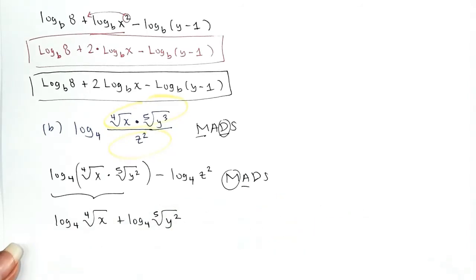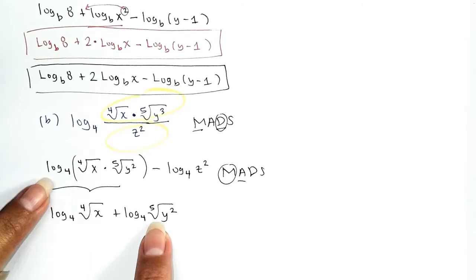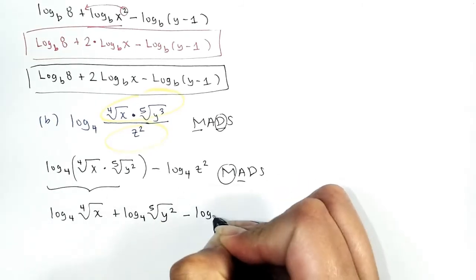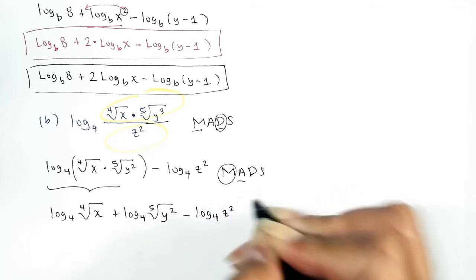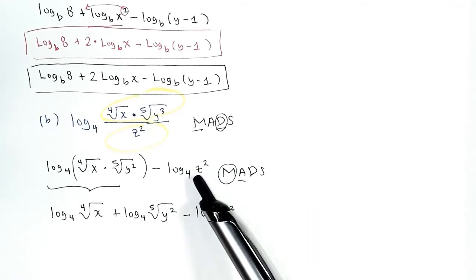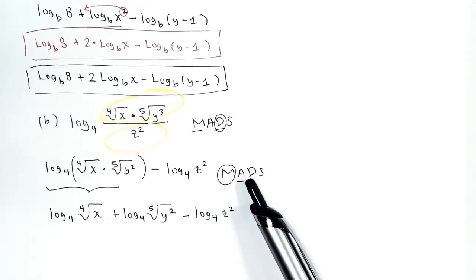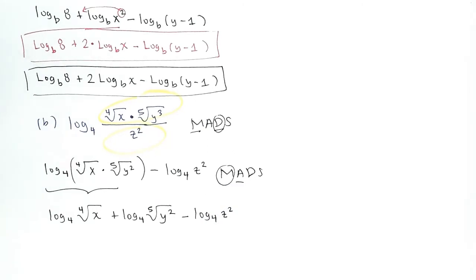Hopefully I copied everything correctly. Log of the first factor plus log of the second factor. Alright, let's bring down the rest of the puzzle. The second term in the step above, the argument is not a product or division problem, so we cannot expand it. So we cannot expand anymore, but we can definitely rewrite these terms.